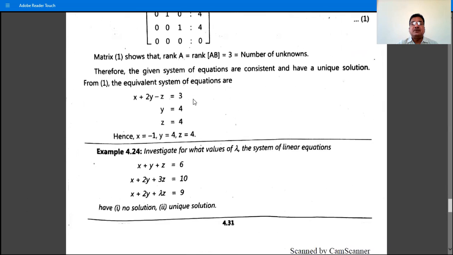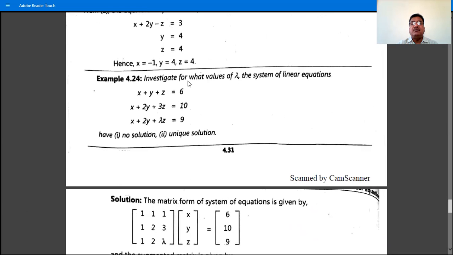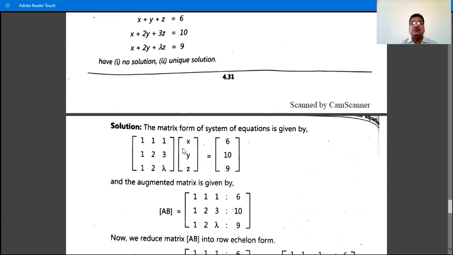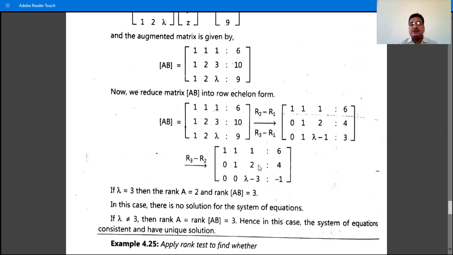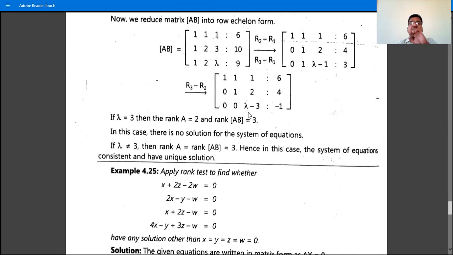These are some problems on investigating for what value of lambda the system of linear equations has no solution and a unique solution. So first write the system in matrix form, then write the augmented matrix, and reduce the matrix to echelon form. This is the echelon form. If you observe the echelon form, then if lambda is 3, then lambda minus 3 is 0. In this case, rank of A is 2 and rank of AB is 3. In this case, the system has no solution because rank of A is not equal to rank of AB. That is, if lambda is 3, then the system has no solution.